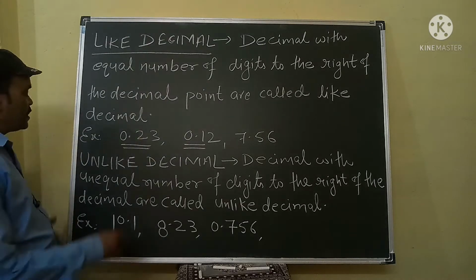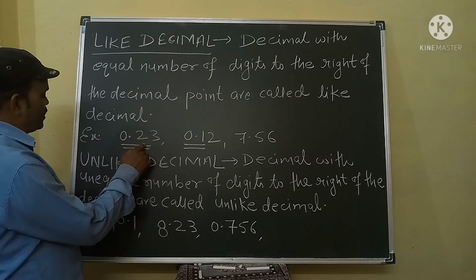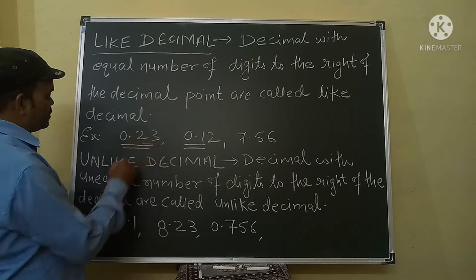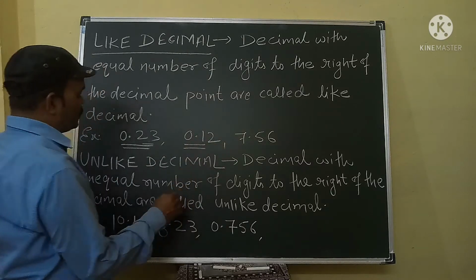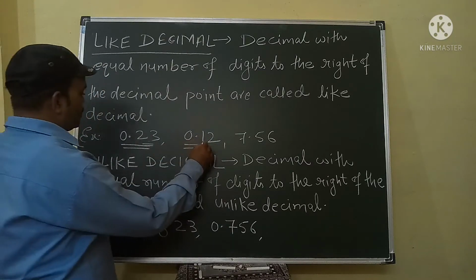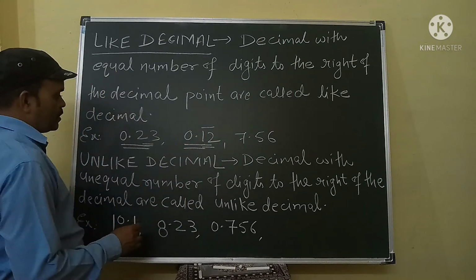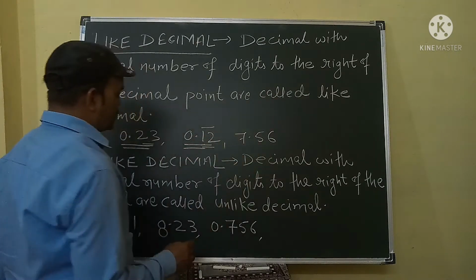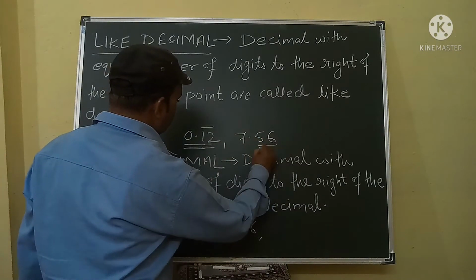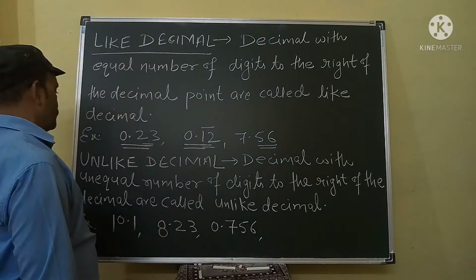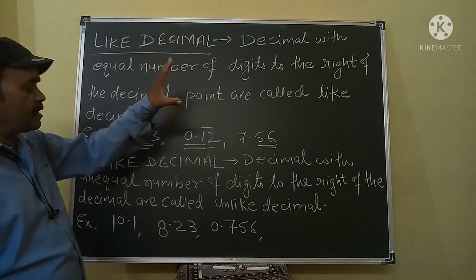As you are looking, in 0.23, after the decimal point, the number of digits is 2. In 0.12, after the decimal point, the number of digits is 2. In 7.56, after the decimal point, the number of digits is 2. That means these are examples of like decimals.